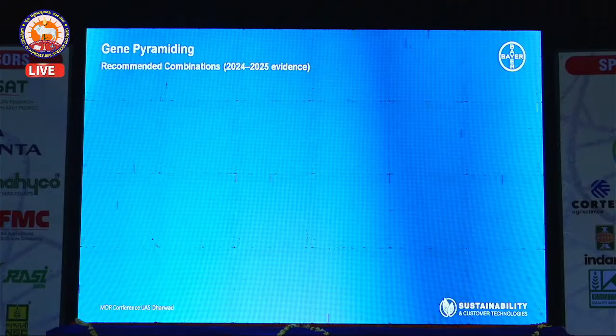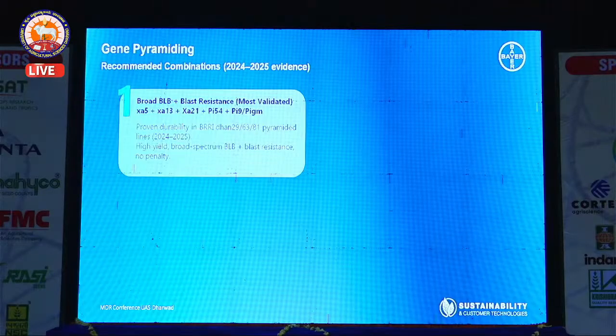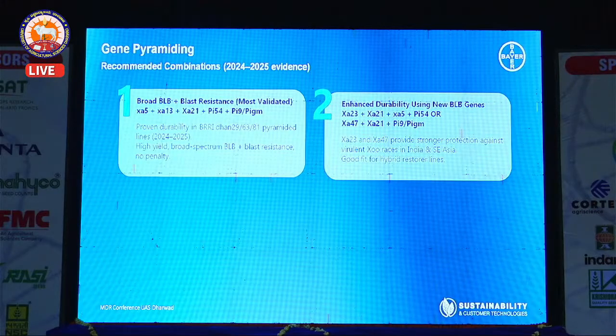And my recommendations from this particular panel discussion, based on evidence: the first recommendation, I'm sure many of you might be following this, but this is just to reiterate, is that we have to address the increasing complexity of pest and disease pressure, BLB plus blast, where Xa5, Xa13, Xa21, Pi54, Pi9 combinations are validated and proven. We also need to discuss the various strategies in terms of rapid development of durability, better breeding lines which can tackle multiple biotic stresses. The second is how we can integrate conventional breeding with molecular tools and also phenomic tools, to bridge the gap between research, varietal release, and farmers' adoption.